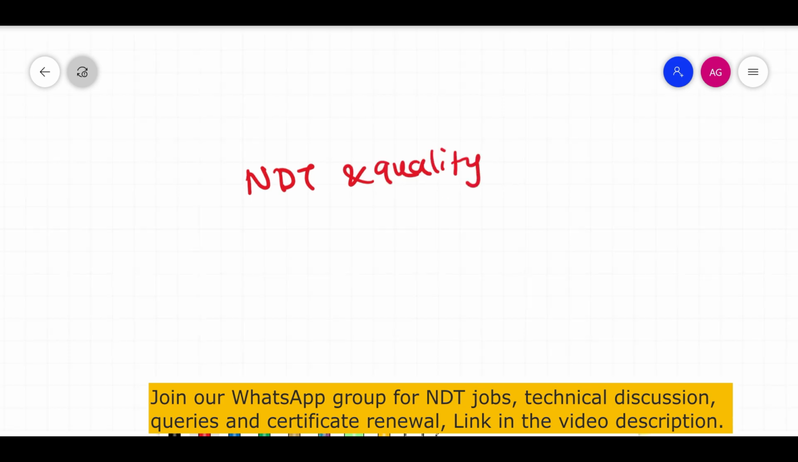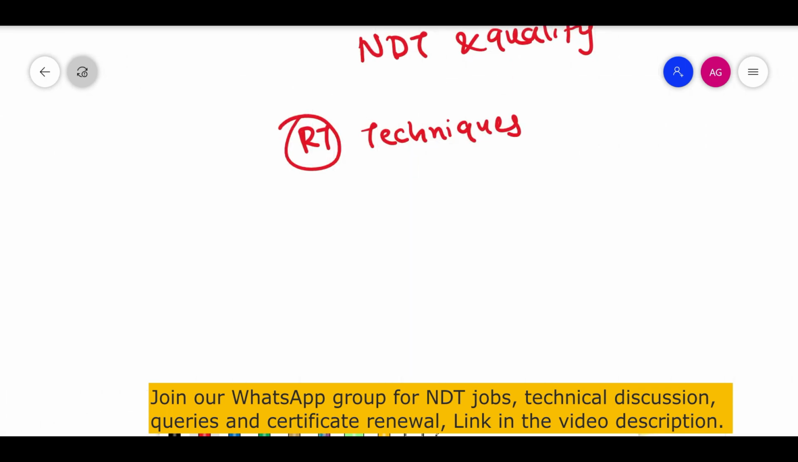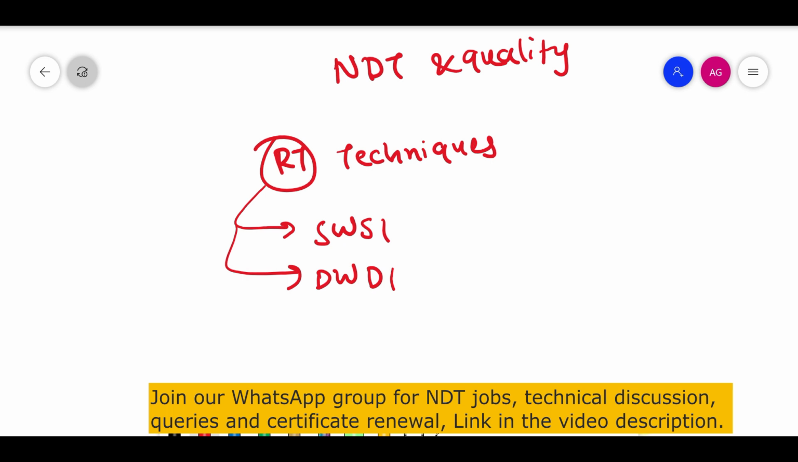So today we are going to discuss the radiography testing techniques. There are different kinds of techniques used in radiography testing. You might have heard about the SWSI, single wall single image technique, or DWDI, or the panoramic technique. So there are many kinds of techniques in radiography testing.